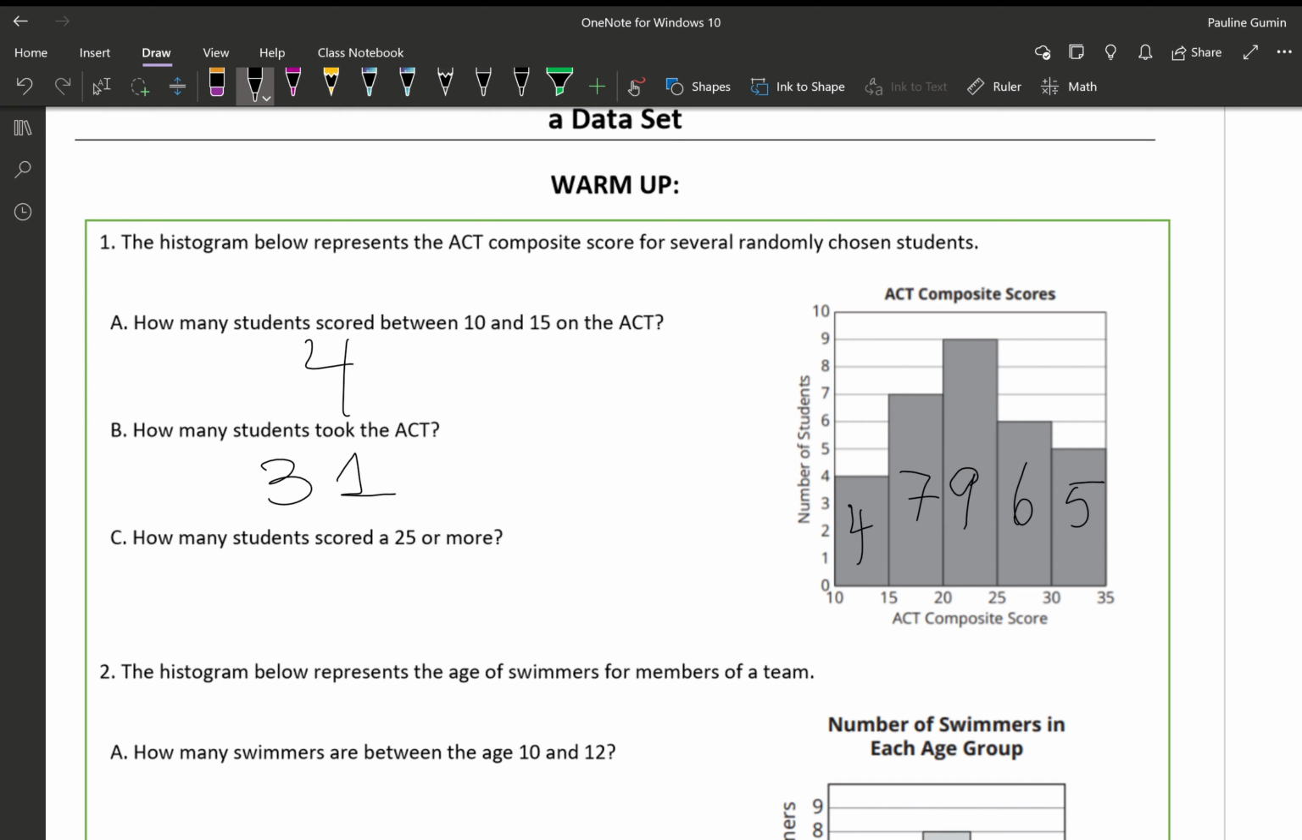Letter C, how many students scored a 25 or more? Let's take a look at 25. Or more means to the right. That means we're looking at the interval 25 to 30 and 30 to 35. Add those two, that's 11 students.